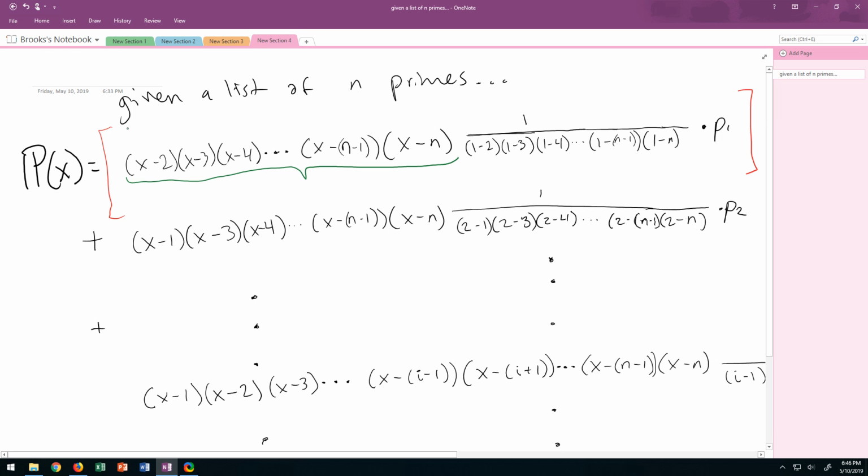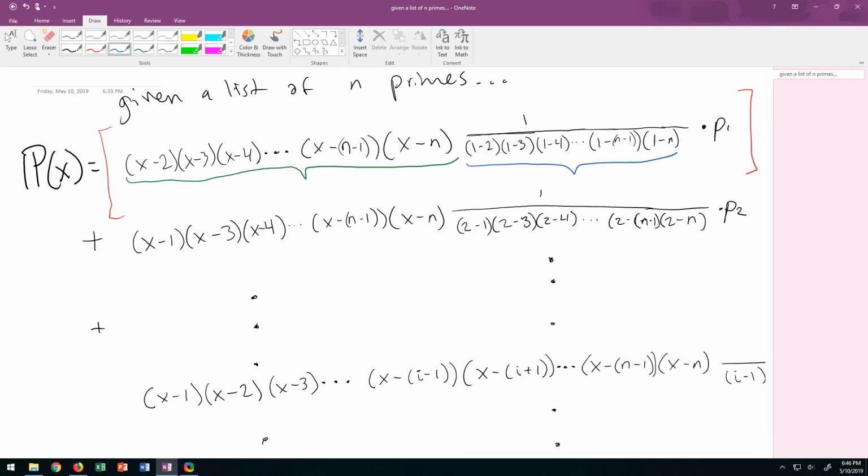But what happens when I evaluate this function at 1? Well, that's a good question. Further to the right, this blue chunk divides the result of the green chunk evaluated at 1. I just have on the denominator 1 minus 2, 1 minus 3, 1 minus 4, 1 minus n minus 1, and then 1 minus n. So the blue and green chunk together, when evaluated at 1, give you a result of 1.